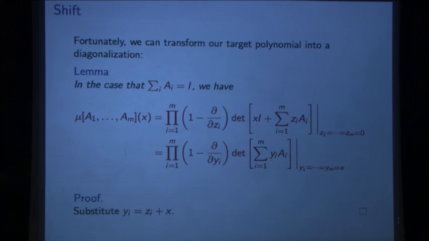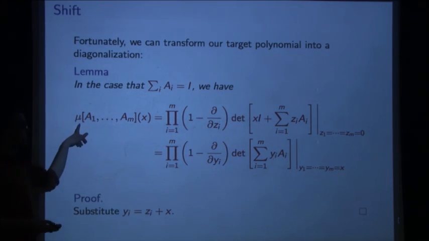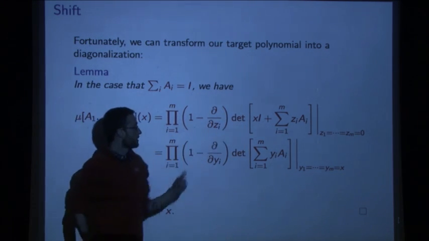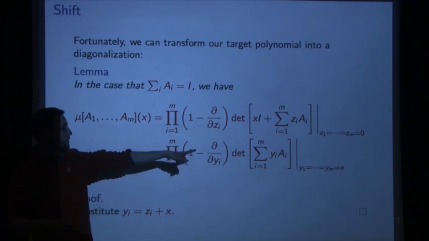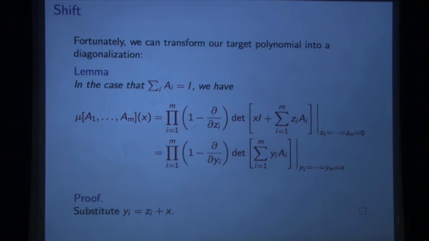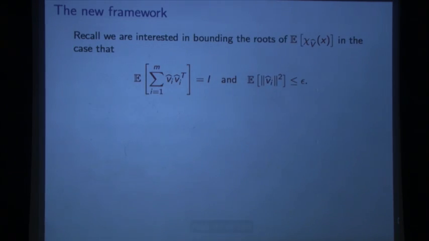So fortunately, I can transform this target polynomial into a diagonalization. This was our original polynomial, and the proof is not very hard. You substitute y_i equals z_i plus x. So rather than plugging in z_1 through z_m equals 0, we plug in y_1 through y_m equals x. So I have this nice diagonalization form of the polynomial.